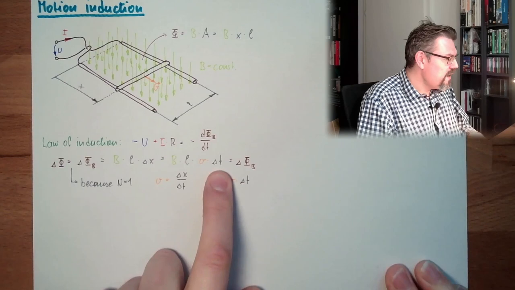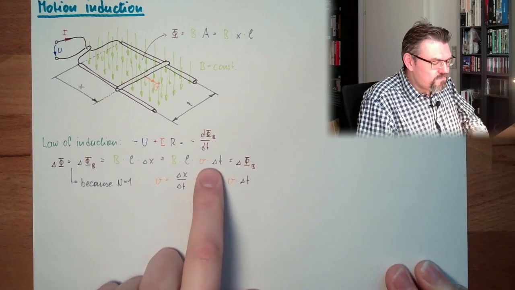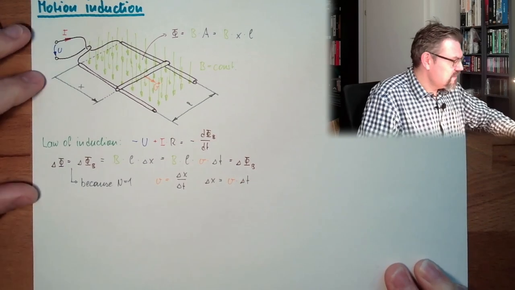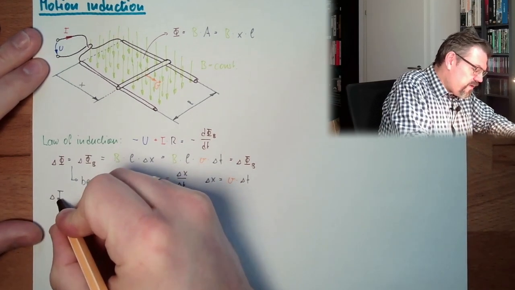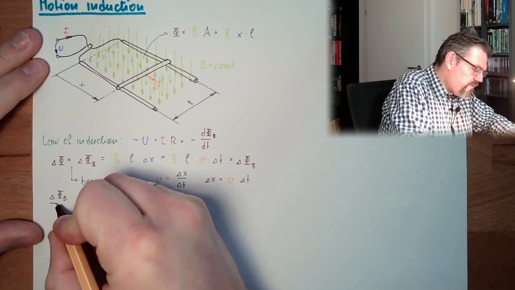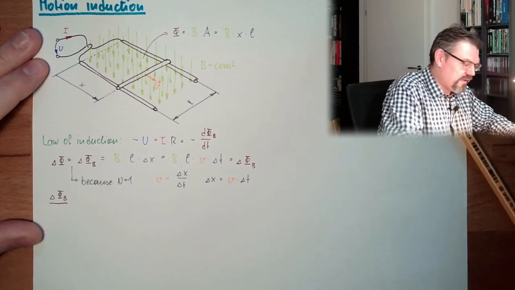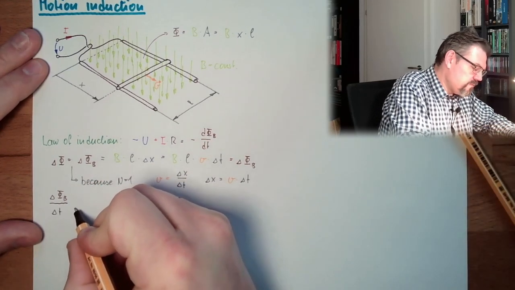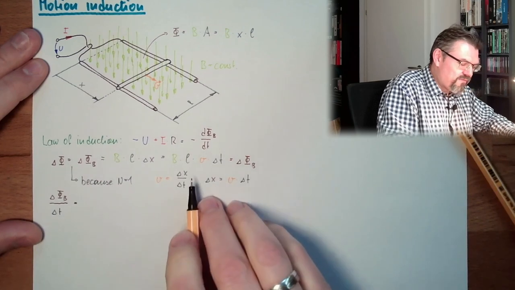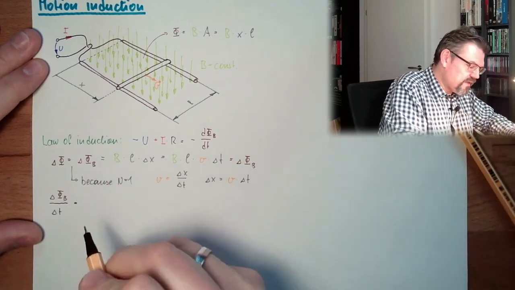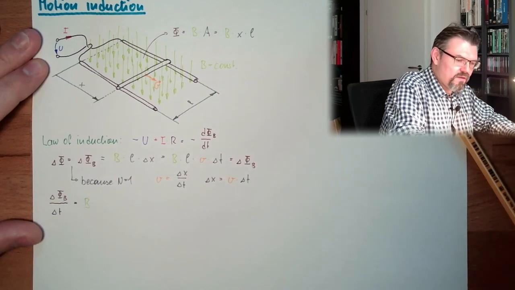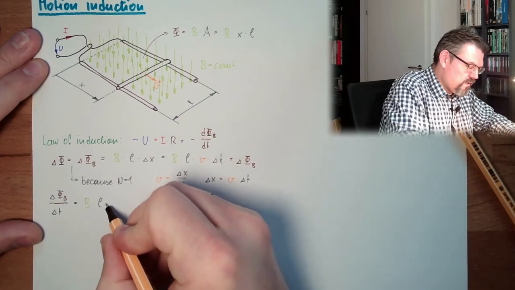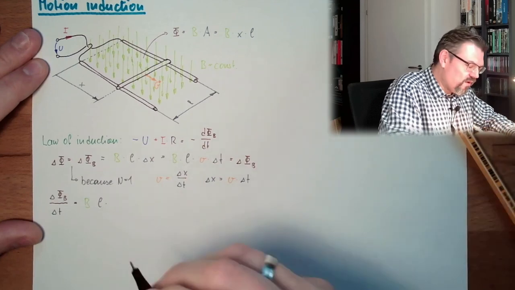And then I bring this to the other side. I want to have it written that delta phi B divided by delta t equals what is left on this side: the flux density multiplied by the length multiplied by the velocity.